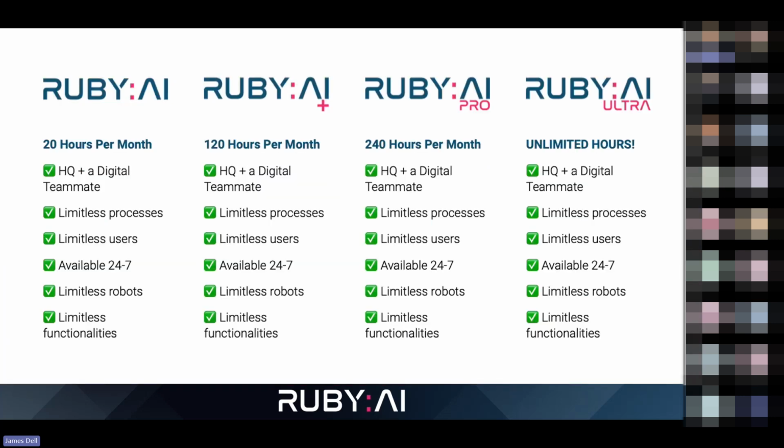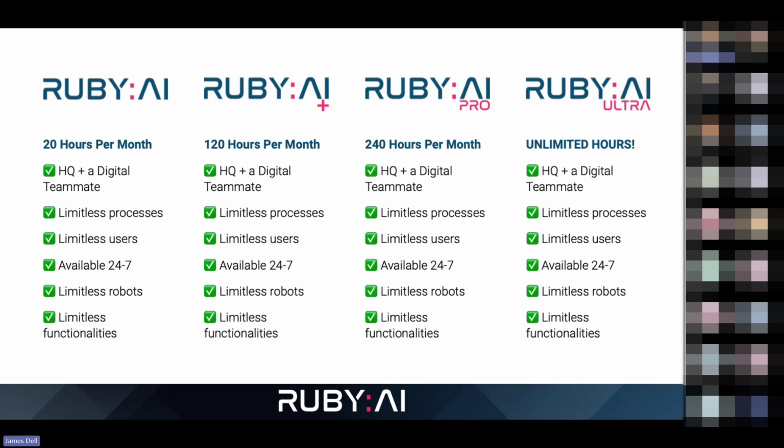I just wanted to highlight something that I talked about earlier, which is about how we price and structure Ruby AI differently. So with other RPAs, you basically are paying for the bot, whether it's working 24/7 or whether it's not working at all. We don't work in that way.